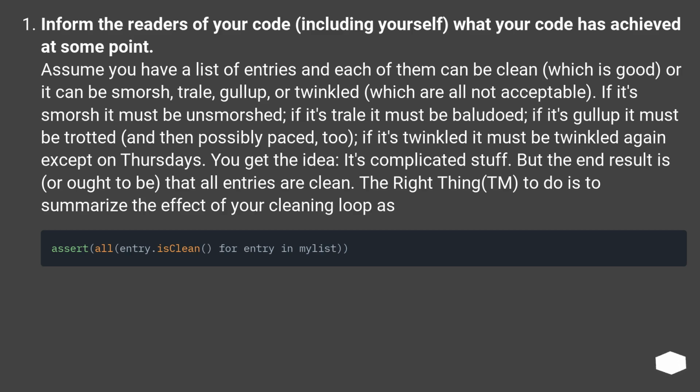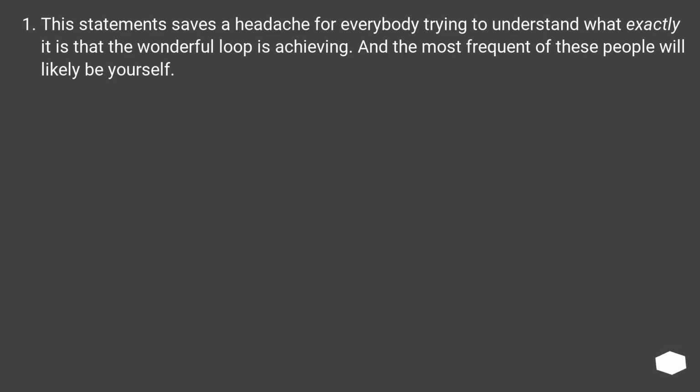If it's twinkled it must be twinkled again, except on Thursdays. You get the idea, it's complicated stuff. But the end result is, or ought to be, that all entries are clean. The right thing to do is to summarize the effect of your cleaning loop as an assert. This statement saves a headache for everybody trying to understand what exactly it is that the wonderful loop is achieving. And the most frequent of these people will likely be yourself.